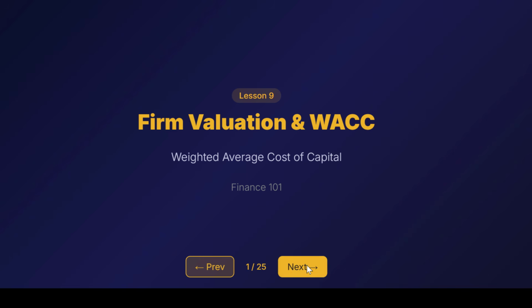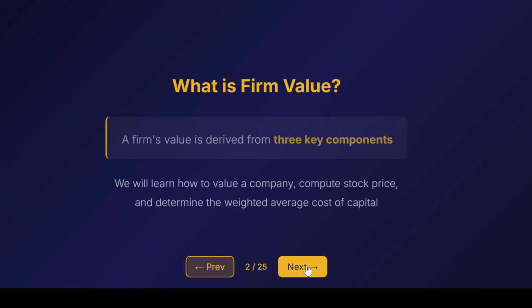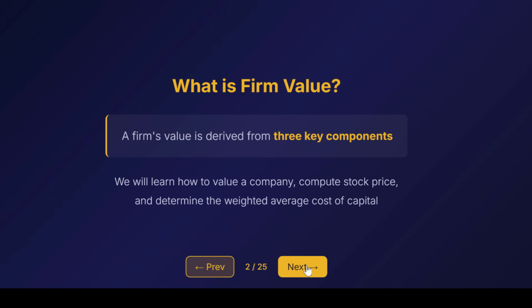Lesson 9, Firm Valuation and WACC, Weighted Average Cost of Capital. In this lesson, we will learn how to value a company, compute its stock price, and determine the weighted average cost of capital. What is firm value?